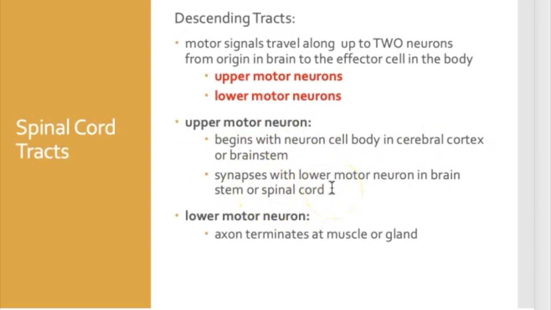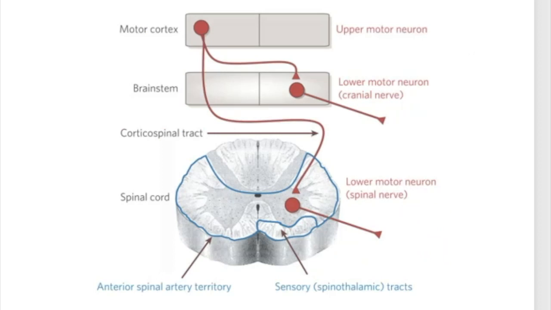Whichever the case, it's going to synapse with the lower motor neuron, which is then going to travel out and terminate at the effector structure, either the muscle or the gland. And that's what this picture demonstrates for us. There are 2 neurons in a motor neural pathway. There's an upper motor neuron and a lower motor neuron.